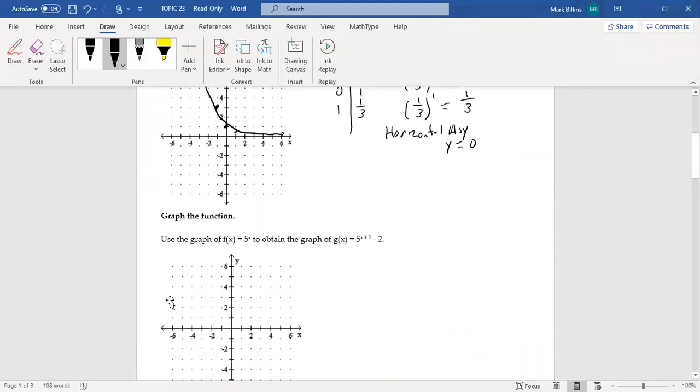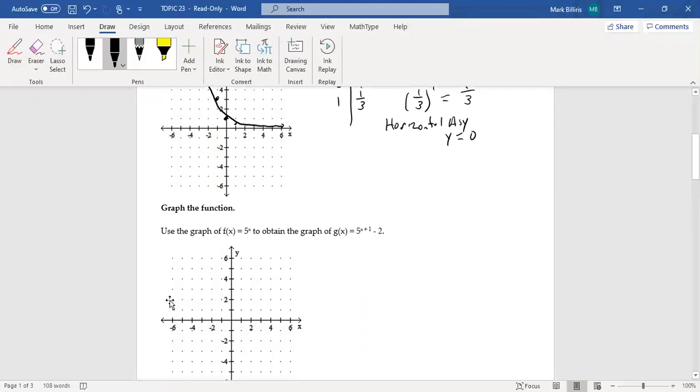Let's look at our next example. The first thing that I want to do is draw the parent function so that we can deal with the transformations from the parent function. So my parent function would be f of x equaling 5^x. Again, I'm looking at my base. It's a number greater than 1, so I have exponential growth. Remember that I know my graph goes through the point 0, 1, and 1, and whatever my base is.